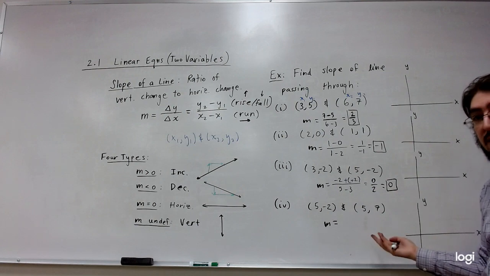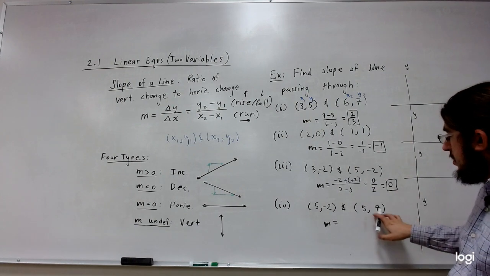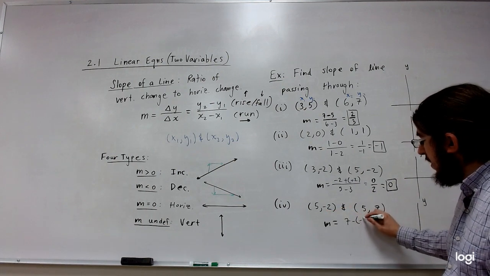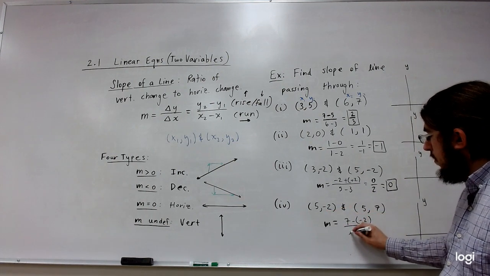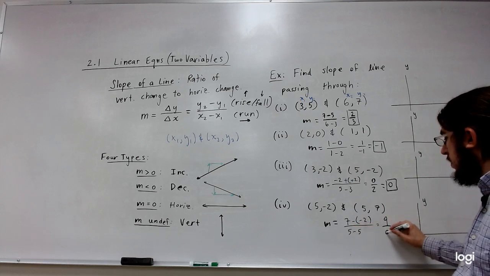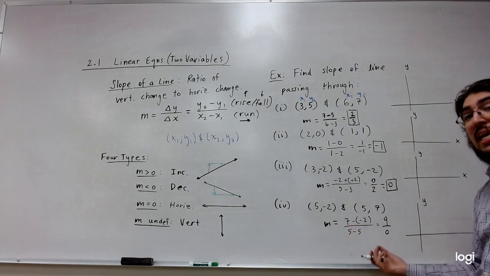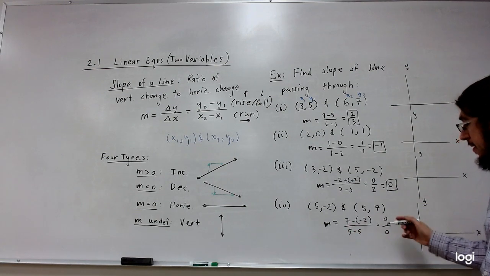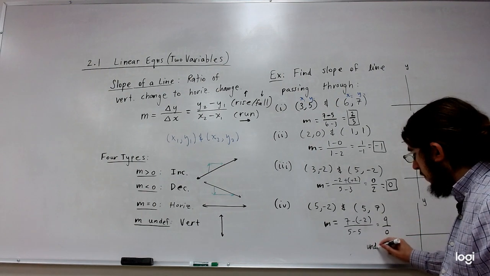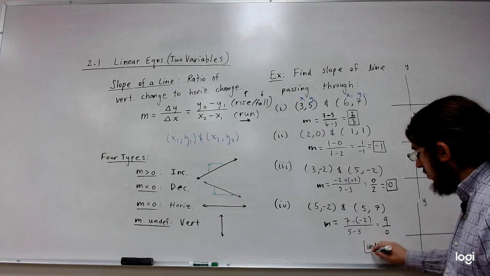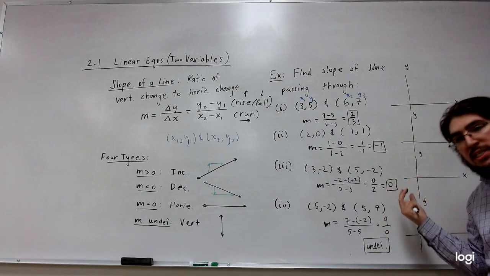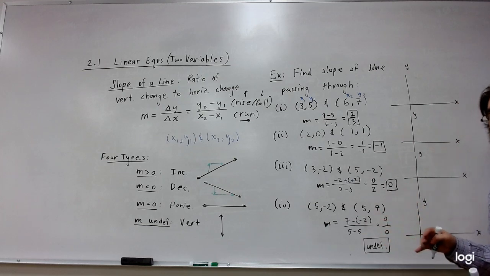Whereas over here we have something kind of similar. y2 minus y1 is going to be 7 minus negative 2 over 5 minus 5. So yes, this will be 9 over 0. It's 9 because, of course, 7 minus negative 2 is the same as 7 plus 2 because it's double negative. So we get 9 over 0, which is undefined. So let me just rephrase so that we understand clearly what's going on here. When you have 0 over a number, that's 0. When you have a number over 0, that's undefined.